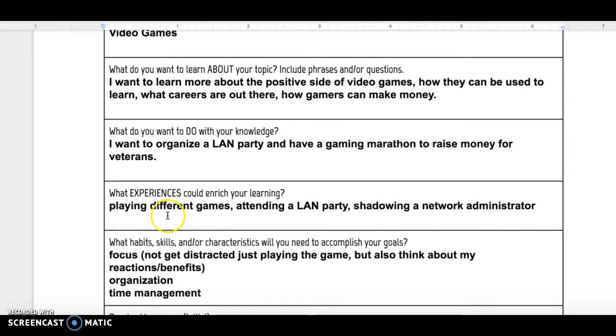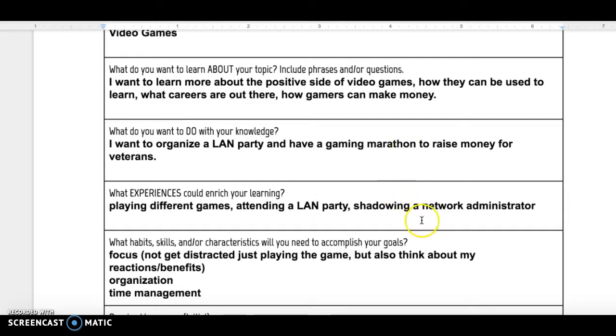Well, what experiences could enrich that? Well, playing different games is obviously going to enrich that. Maybe Clark Kent only plays Counter-Strike right now, but he wants to learn how to play different games, maybe car games, a different kind of war game, maybe even something totally different. Attending a LAN party, if he's never been to one before, just so he could model that experience and use what he learns when he hosts his own LAN party.